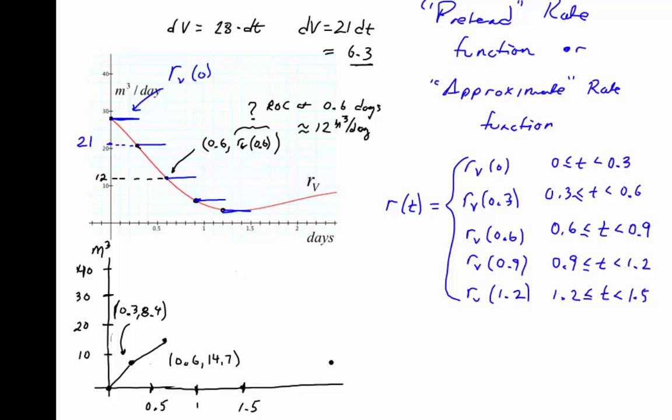Will we be using the same numbers? So what do we say? Let's all have the same values here. For R sub V of 0.6, 12? I heard 12. R sub V of 0.9? 5. R sub V of 1.2? 3, I heard. So 12, 5, and 3 are our approximates for those constant rates.